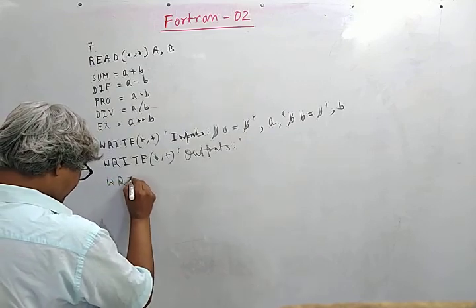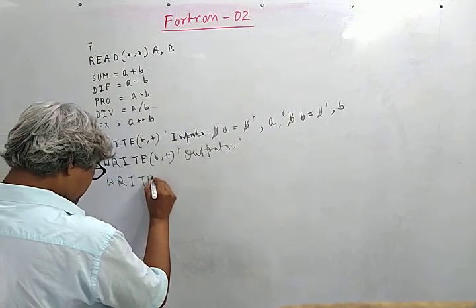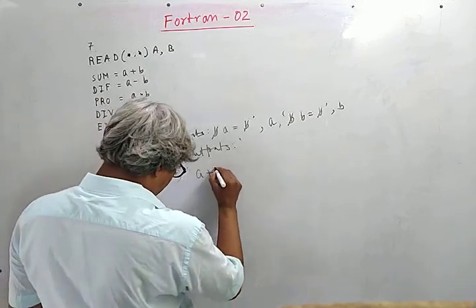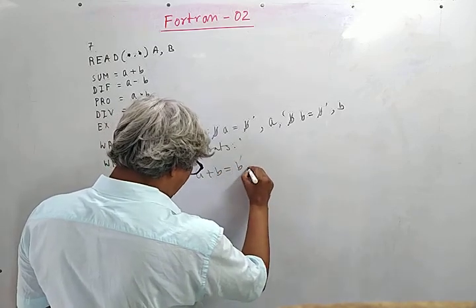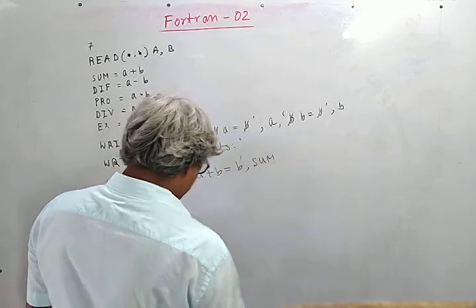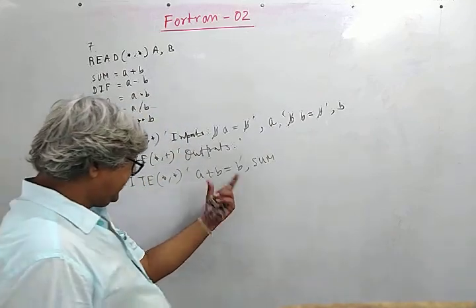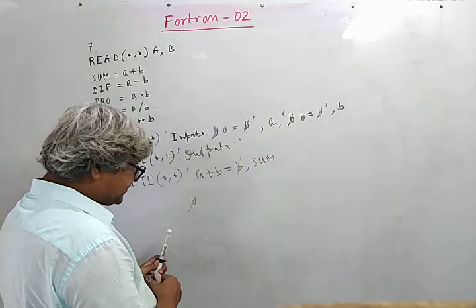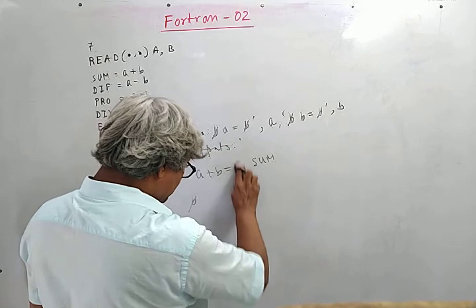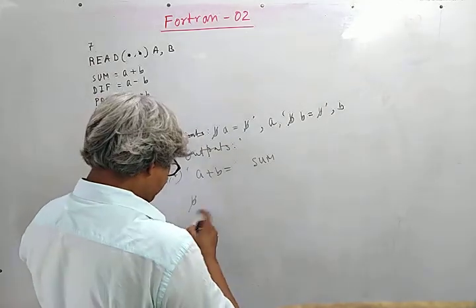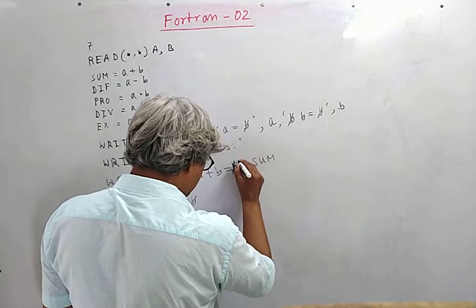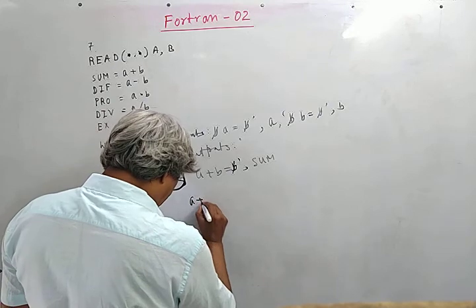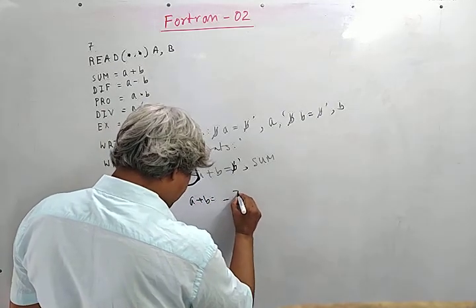Now the outputs can be written as: A plus B is equal to blank comma sum. It writes simply A plus B with a blank, this B with a diagonal line stands for blank or empty space, so this will write A plus B blank, comma the value of A plus B. So it will write A plus B is equal to space 3.